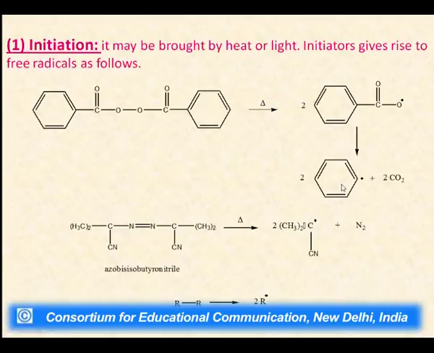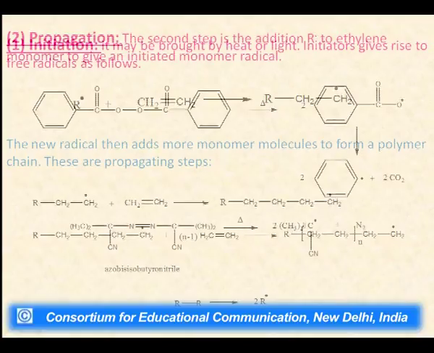Now these free radicals will combine with the first monomer, and then they will propagate the chain. Another initiator is azo bis isobutyronitrile, which also decomposes, and nitrogen is released from this initiator, and now this free radical will propagate the chain.